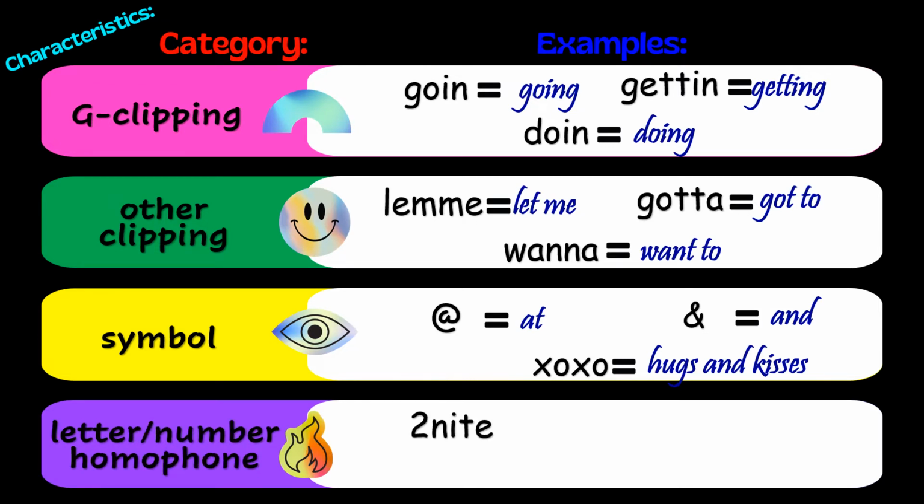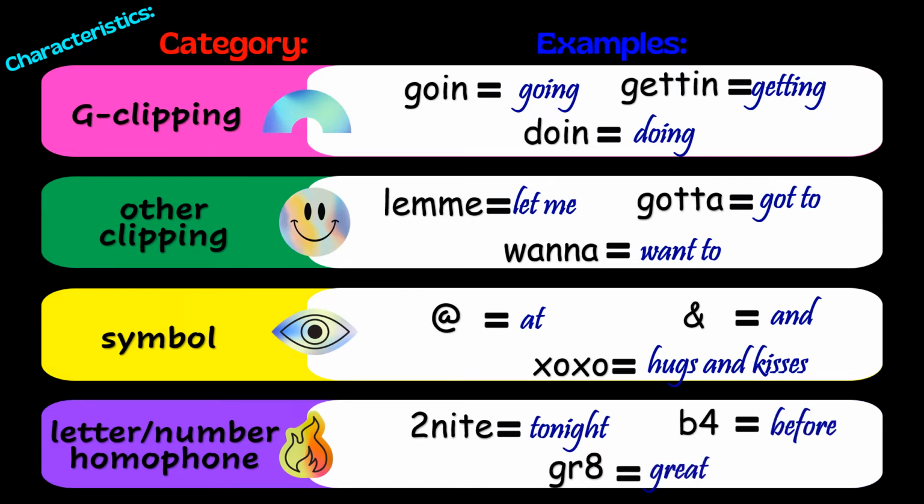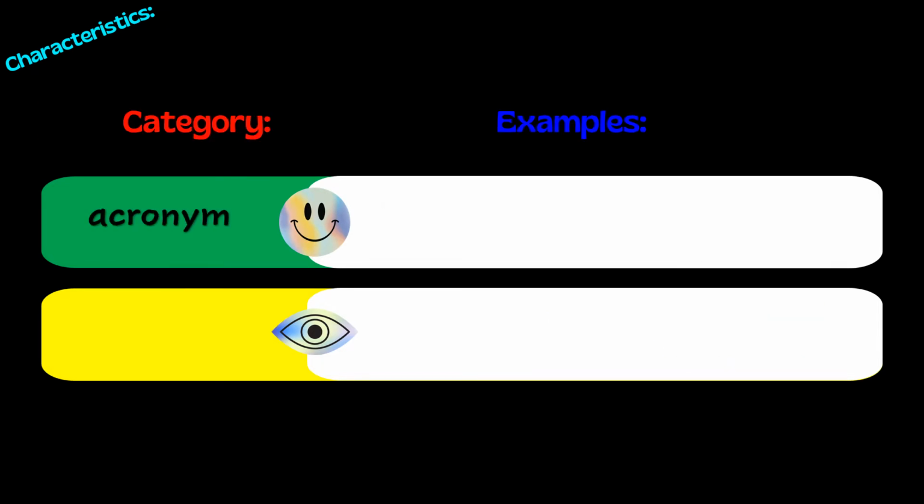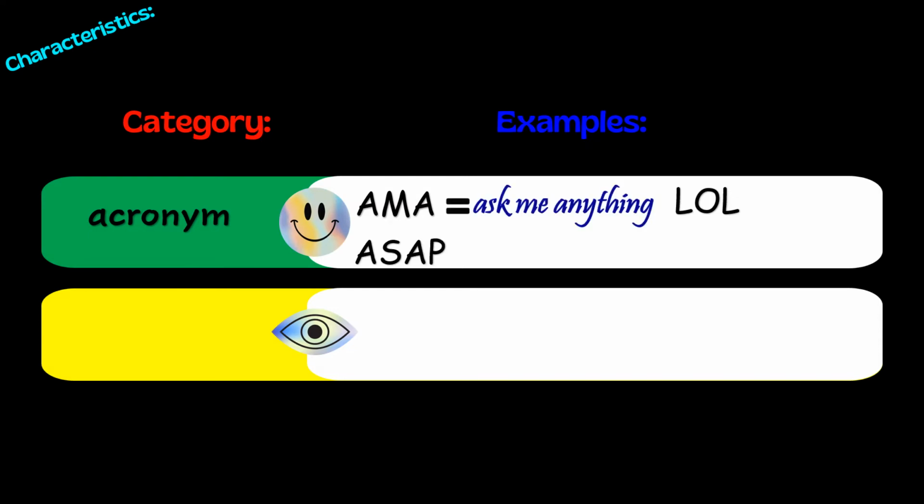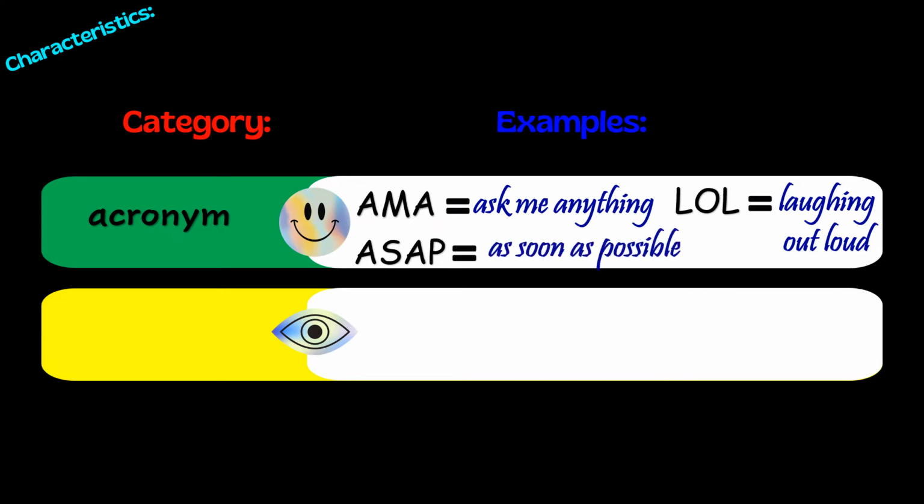Letter or number homophone: 2nite, b4, gr8. This means tonight. This means before. This means great. Acronym: AMA, LOL, ASAP. This means ask me anything. This means laughing out loud. This means as soon as possible.